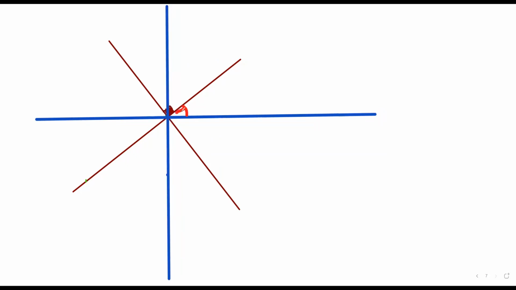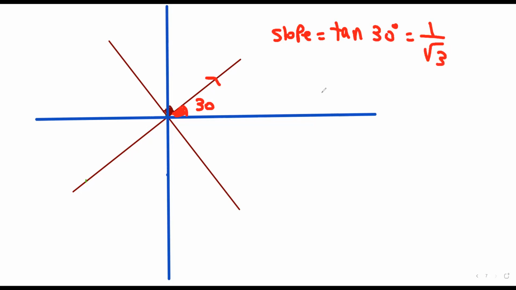But the angle here, let's write, for example, 30. What is the slope here? Slope equals tan 30. It's 1 over root 3.